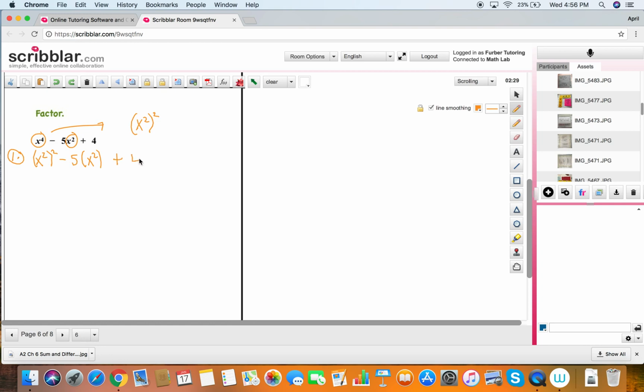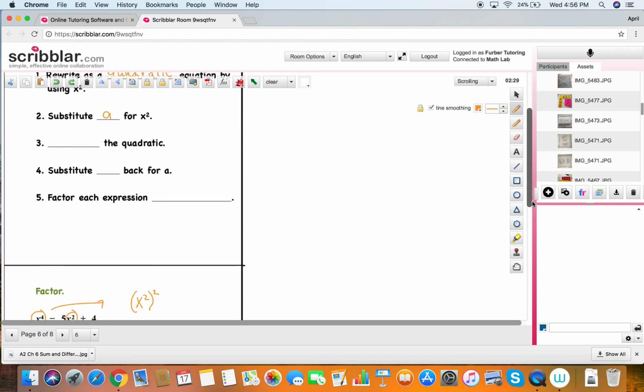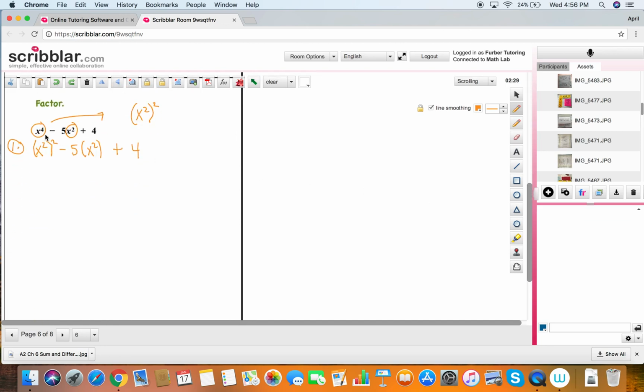And then the 4 doesn't even have an x in it or an x squared in it or anything, so I'm just going to leave it as a 4, okay? So all I've done so far is I've basically rewritten it as a quadratic equation, and instead of using x to the fourth, I just replaced it with x squared. So all that's in here now is x squared. Now I do have that extra 2 right there, and that's okay.